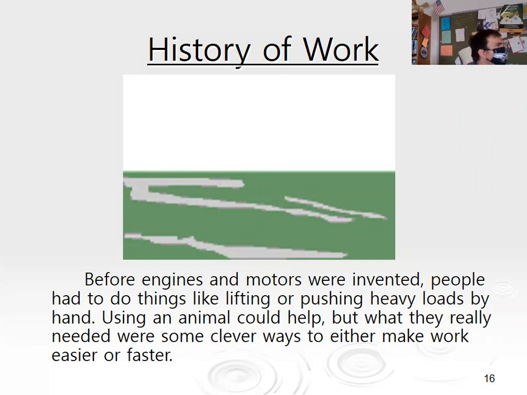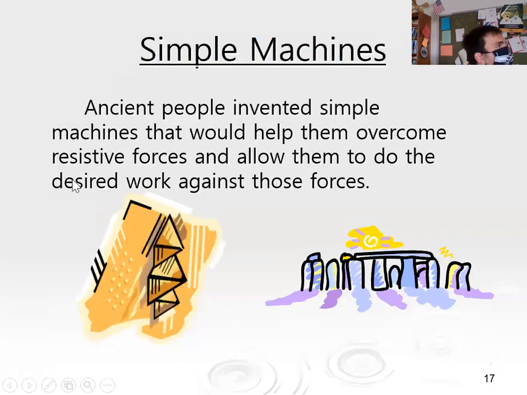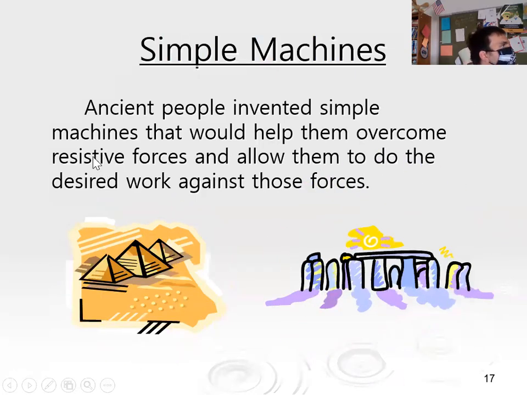Now, the first thing in the history of work: people pushed heavy loads by hand, or they used an animal, like oxen. You still see some of that, like in China. They don't use machines. We use tractors or vehicles. So people invented the simple machine.